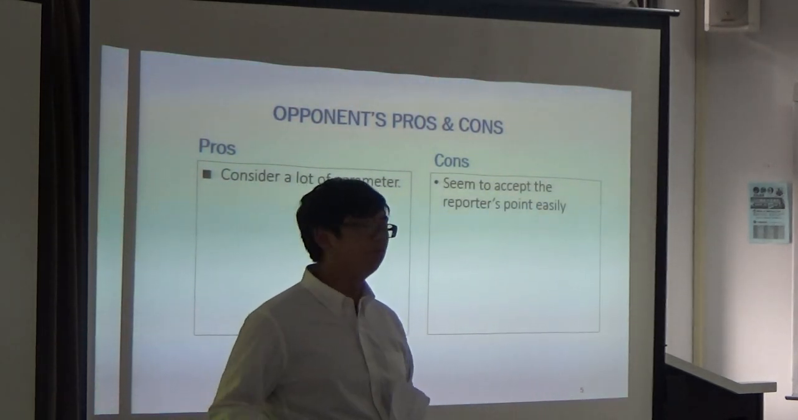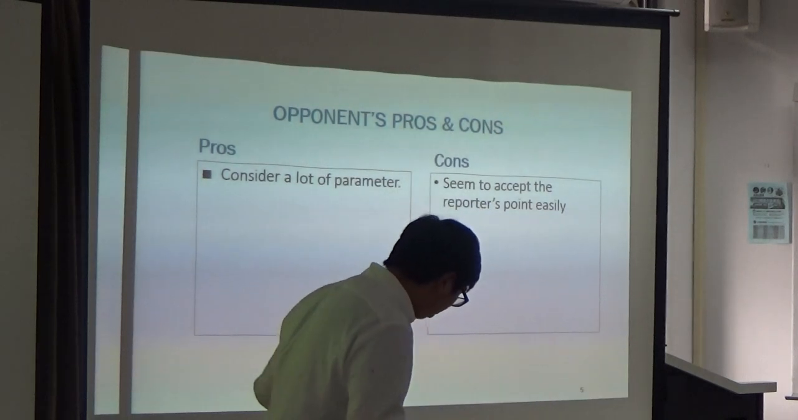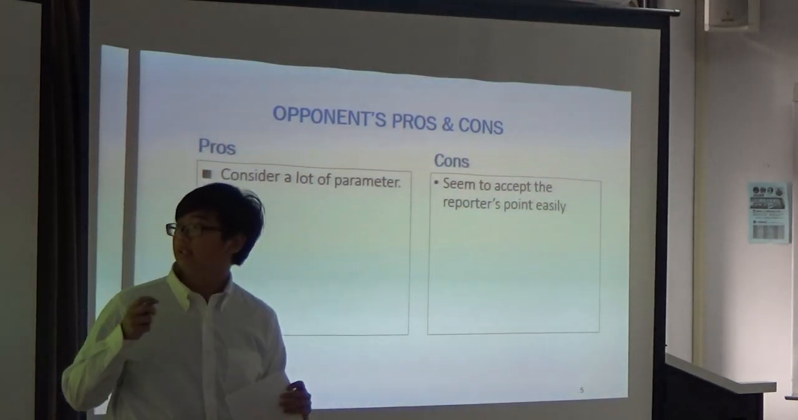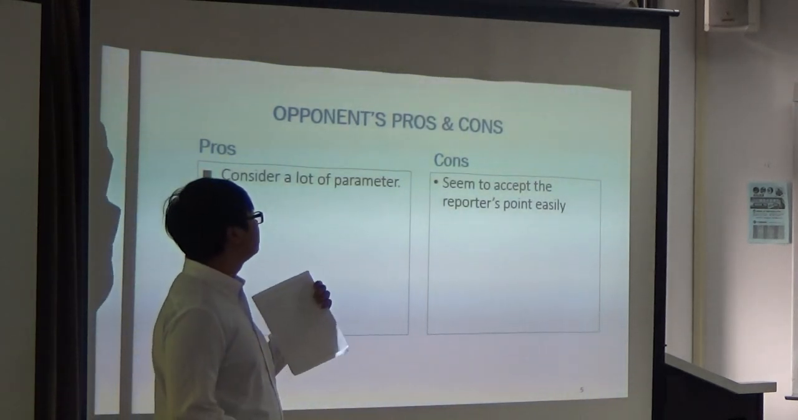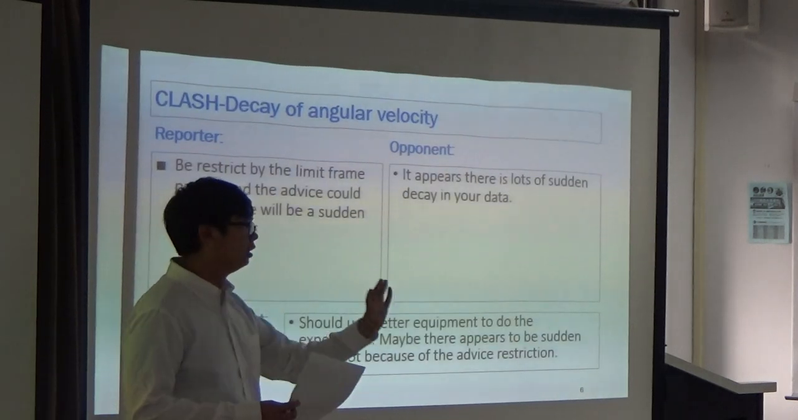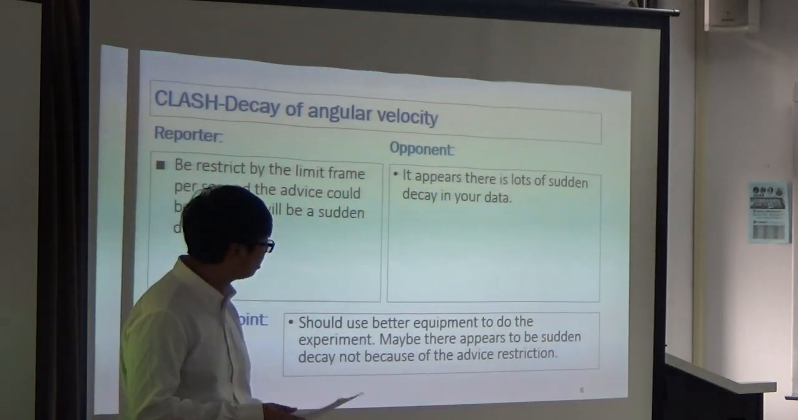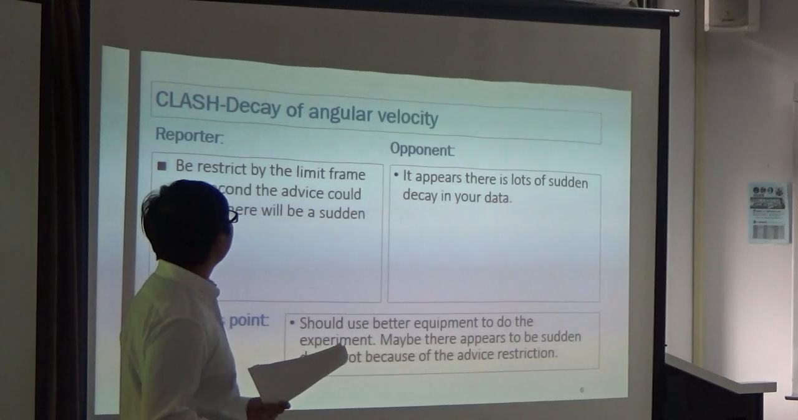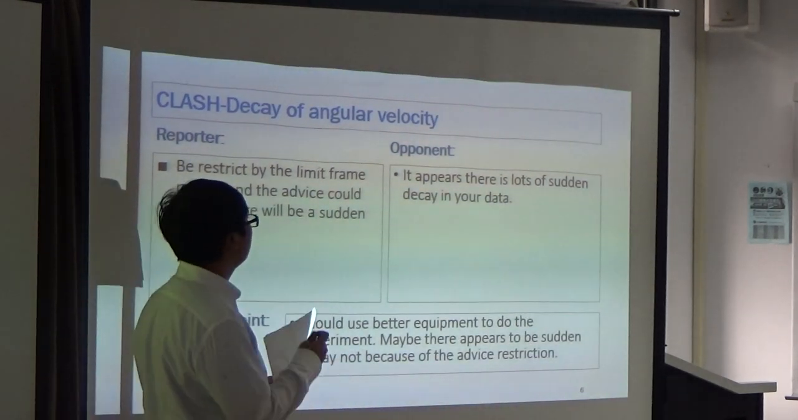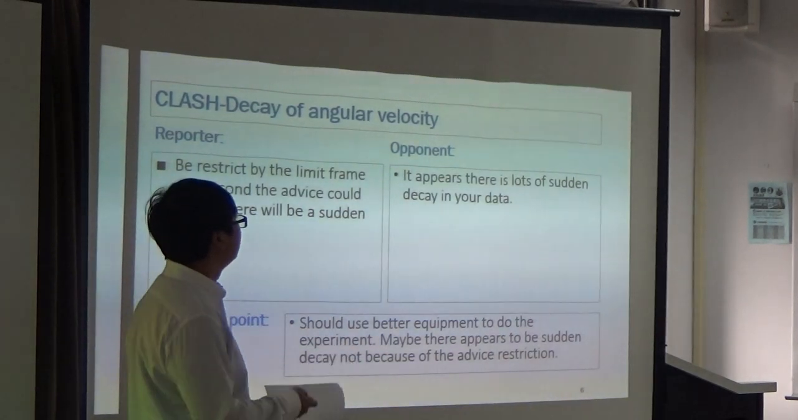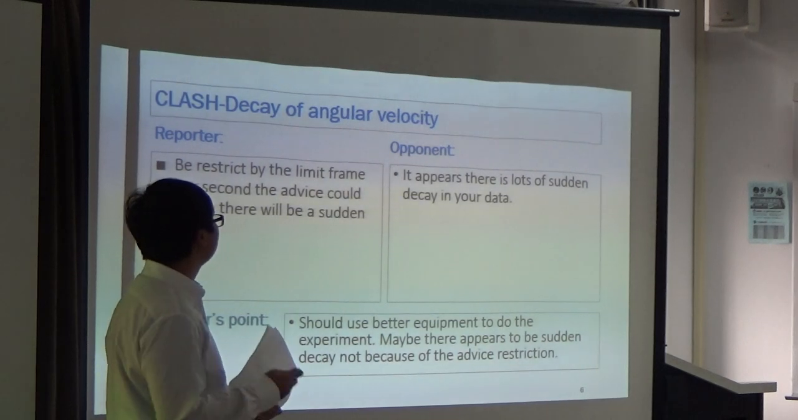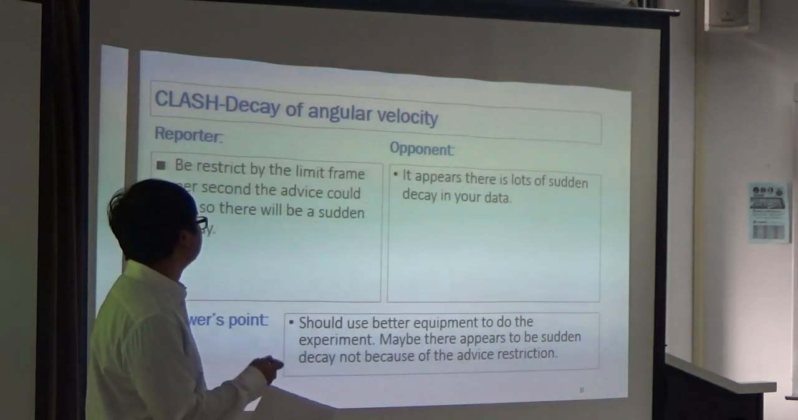Then the opponent's pros and cons. The good thing about the opponent is that they consider a lot of parameters that affect the experiment. But they seem to accept the reporter's points too easily, because we think some of the reporter's points are ridiculous. They have talked about the decay of angular velocity. Our opponent asks about it because there is a lot of sudden decay in their data, but the reporter says it is limited by the frames per second of the camera, so there would be a sudden decay.